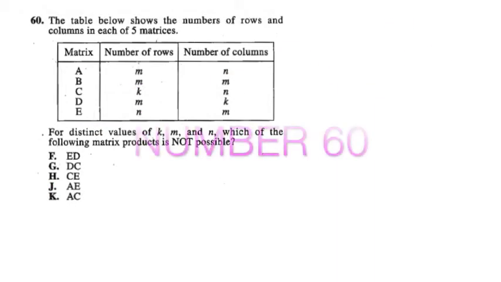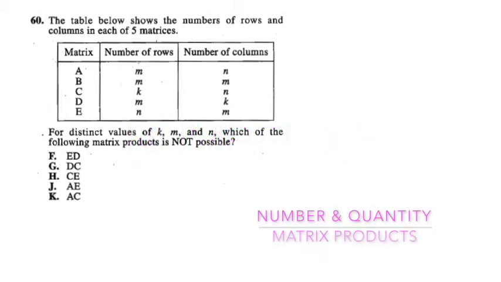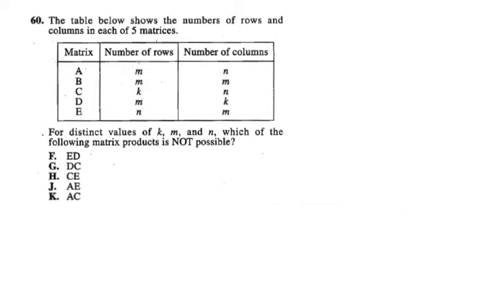Number 60 is a number and quantity question, and we are dealing with matrices. The table below shows the number of rows and columns in each of 5 matrices. For distinct values of k, m, and n, which of the following matrix products is not possible? Now, you might not know matrices very well, but matrix products are very easy. The first thing you want to keep in mind is that we always express matrices with the rows first and then the columns. So rows by columns. For instance, if I have a 3 by 2 matrix, that is 3 rows and 2 columns.